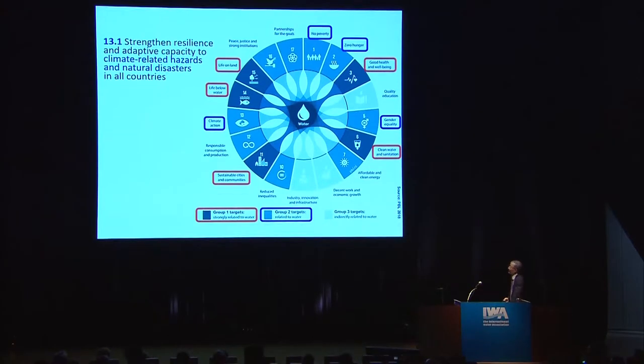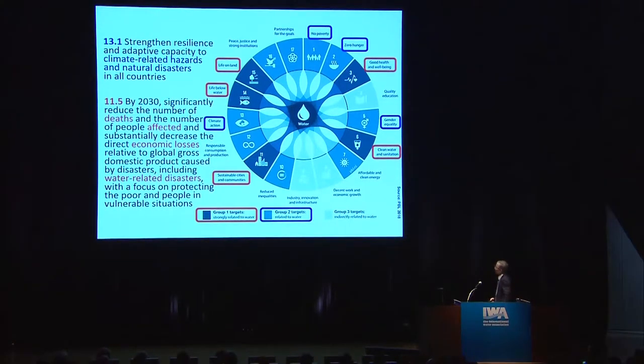target 13.1 says strengthen resilience and adaptive capacity to climate-related hazards and natural disasters in all countries. And target 11.5, Goal 11 is sustainable cities and communities. This 11.5 emphasizes reduction of the number of deaths and the number of people affected by disasters, and also the decrease of direct economic loss by water-related disasters. So in this way, water is closely related to other targets and goals. I want to focus on the relationship between the climate and water-related disaster and sustainable development in my talk.